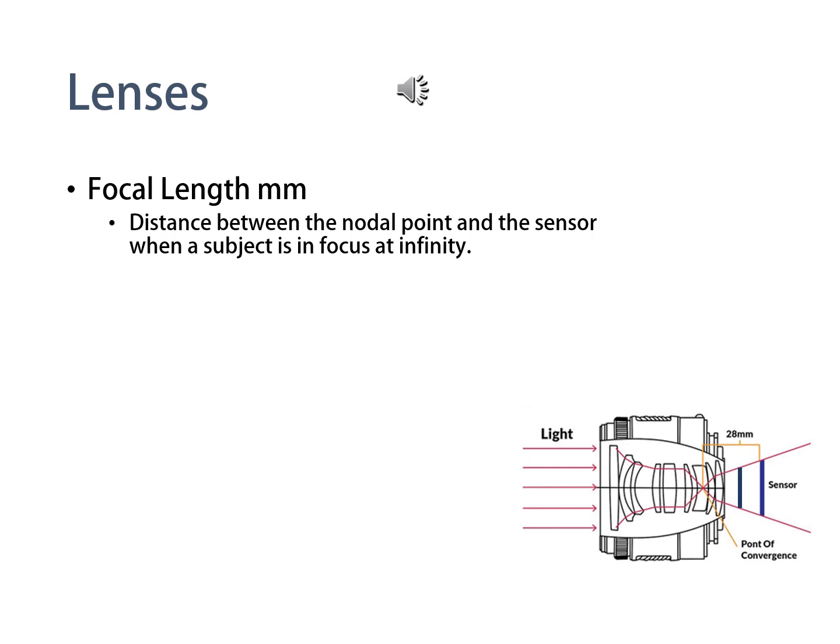As you can see from the diagram, if we put the same lens on a camera with a smaller sensor, the focal length would decrease because the sensor would need to be closer to the nodal point. Equally, if we put the same lens on a camera with a larger sensor, the focal length would increase. So focal length is relative to sensor size.